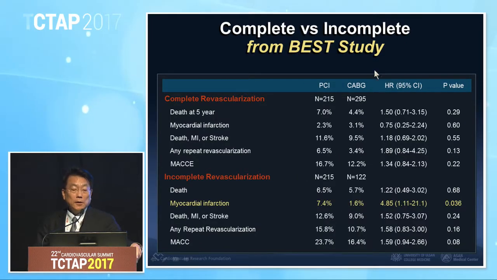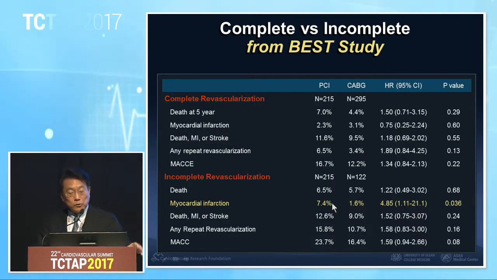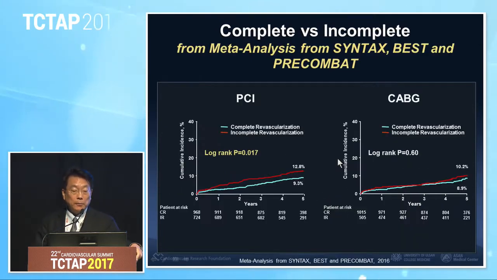Same way, from the BEST trial, we separated the complete versus incomplete revascularization. At 5 years, death is not a statistical difference, a higher trend. Myocardial infarction, absolutely no difference. However, in the incomplete revascularization group here, the frequency of myocardial infarction is almost 3 times higher compared to the bypass surgery.